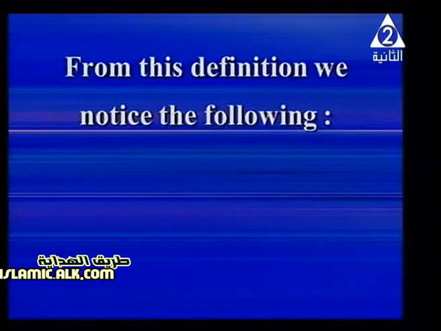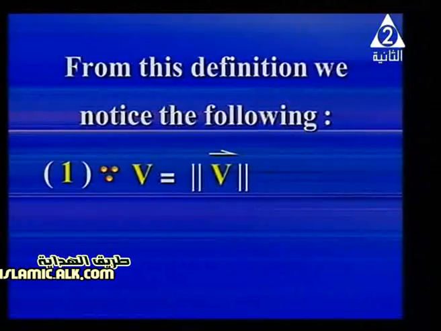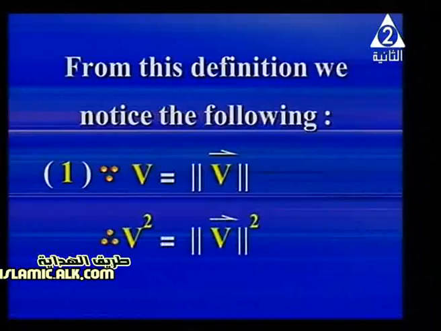From this definition, we note the following. Number one, the magnitude of v equals the norm of the velocity vector v. The magnitude of v squared equals the square norm of the vector v, equals v dot v.